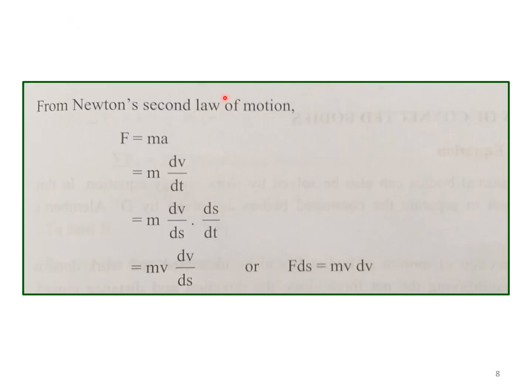Now, from Newton's second law of motion, we know that F is equal to m into a. This can be written as m into dv by dt. Again, this can be further written as m into dv by ds into ds by dt. So dv by dt is written as dv by ds into ds by dt, or we have m into, since ds by dt is nothing but v, m v dv by ds. If you bring this ds to the left hand side, you get f into ds is equal to m v dv.